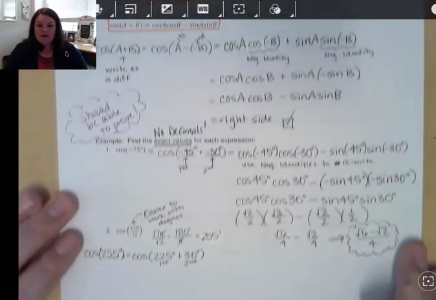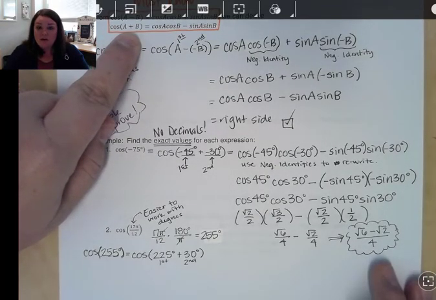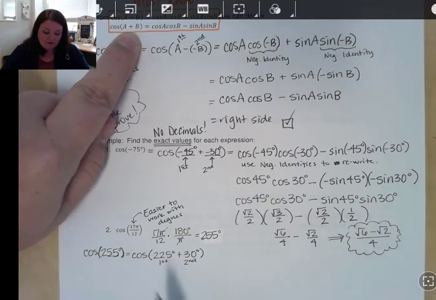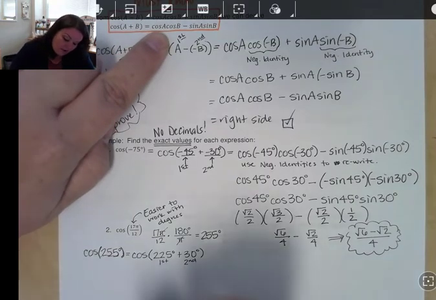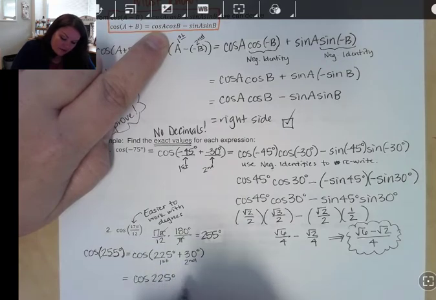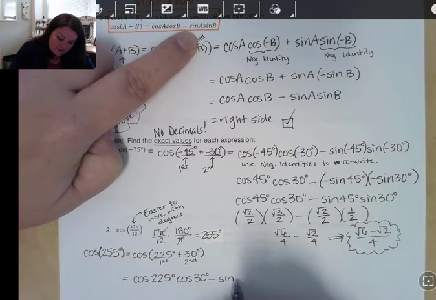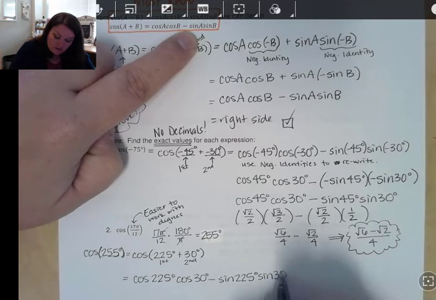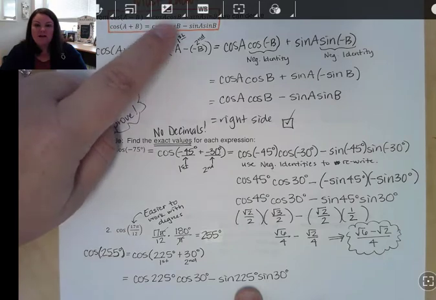So I'm going to just scroll back up so I have my formula here. So we're going to use the sum identity for cosine. And our first angle is going to be 225, and our second is going to be 30. So using this formula, we know that this is going to equal cosine of our first angle, which is 225 degrees, times cosine of my second angle, which is 30 degrees, minus the sine of my first angle, which is 225 degrees, times the sine of my second angle, which is 30 degrees.